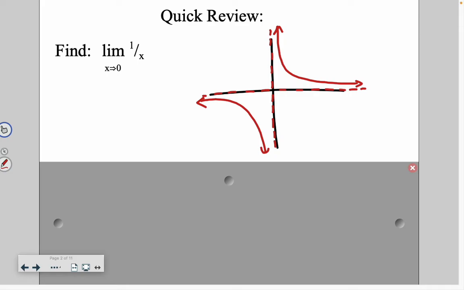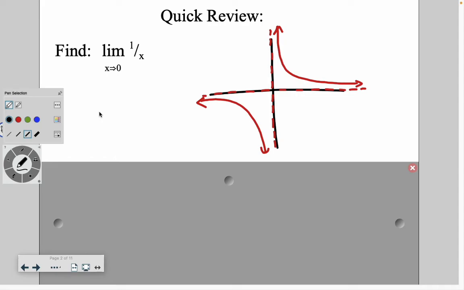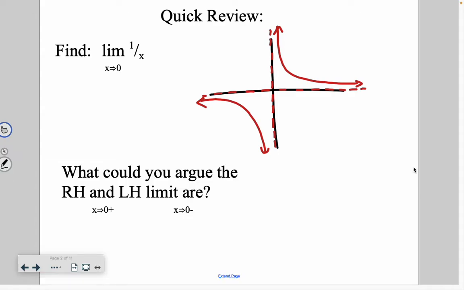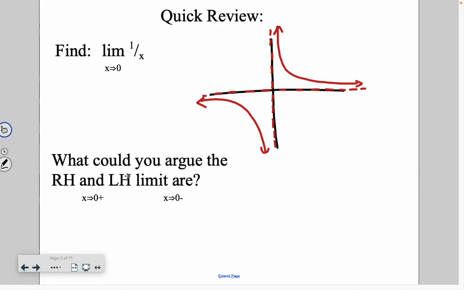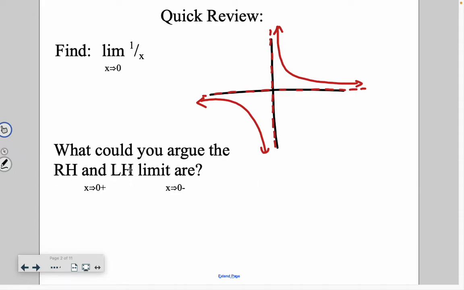Okay, that's just a rough sketch of what's going on here. So here's the question I have for you. Let's start on both sides. RH and LH standing for right-handed and left-handed limits, coming from each direction, okay? So if we're finding the limit as x is approaching 0 from the right, where's the graph going?